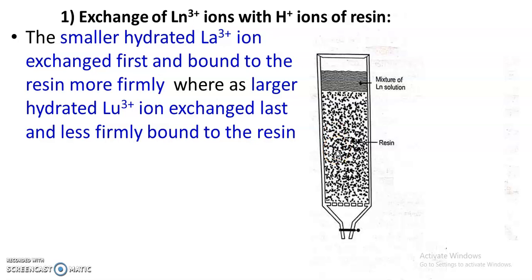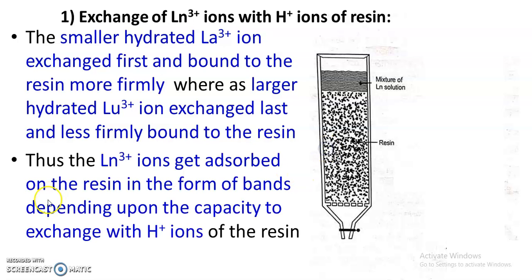As already I told you, the exchange capacity depends upon the size of the hydrated ion. The size of the hydrated lutetium ion is big, and therefore it will exchange at the last. It has a slow rate of exchange. And the size of hydrated lanthanum +3 is small. It has greater ability to exchange with H+ ions of the resin, and therefore it will be exchanged first and bound firmly with the resin.